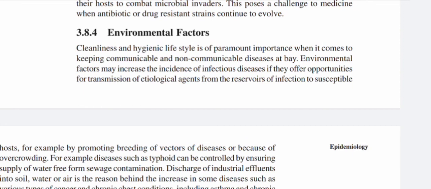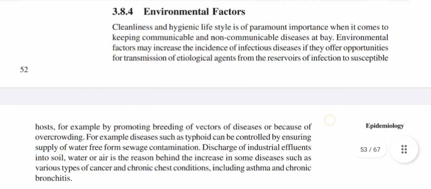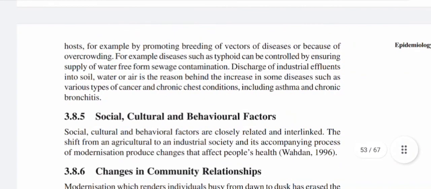Environmental factors: cleanliness and hygienic lifestyle. Cleanliness and a hygienic lifestyle are of paramount importance when it comes to keeping communicable and non-communicable disease at bay. Environmental factors may increase the incidence of infectious disease if they offer opportunities for transmission of etiological agents from the reservoirs of the infection to susceptible hosts, for example, by promoting breeding of vectors of diseases or because of overcrowding.